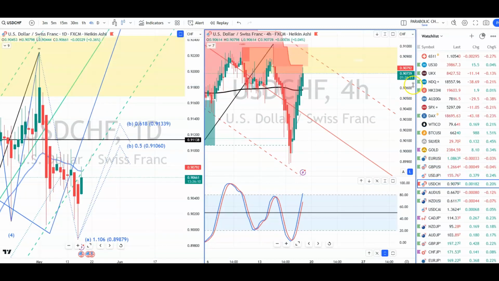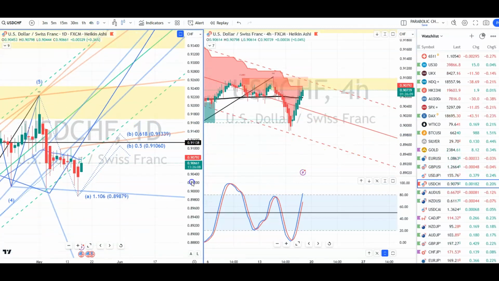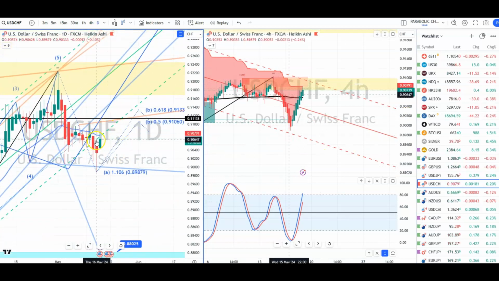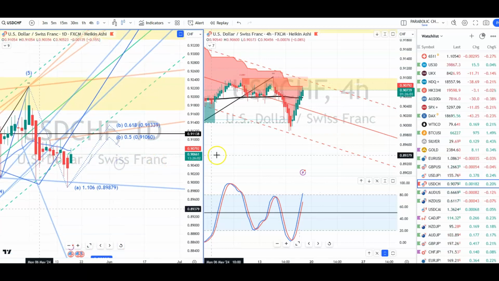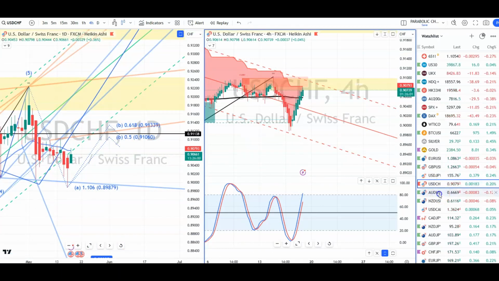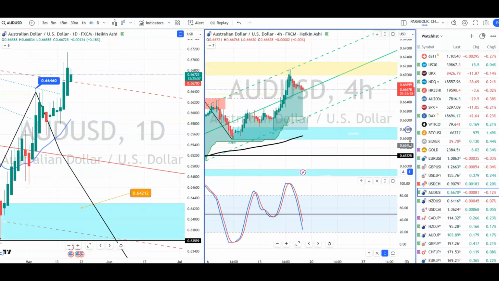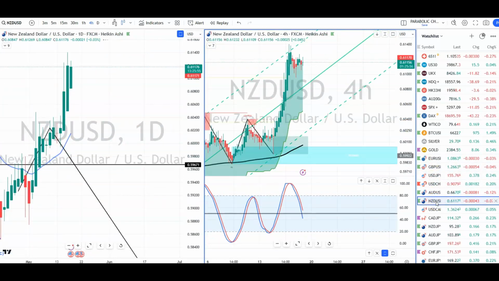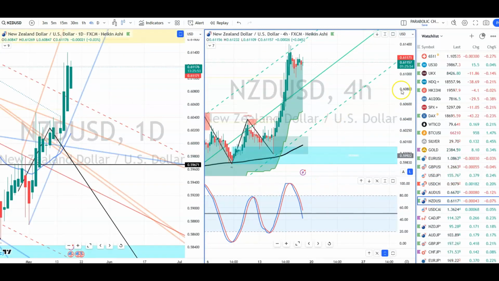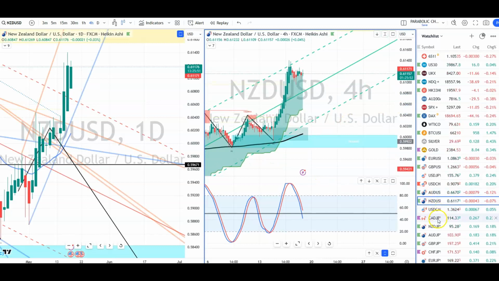US Swiss, similar situation here. As you can see, I mentioned this a few days ago, didn't I? Hitting this support area. So it's bouncing up now. So we just have to wait and see again. Dollar's not ideal. Just going to flick through these. You can probably see straight away that there's something not quite right.